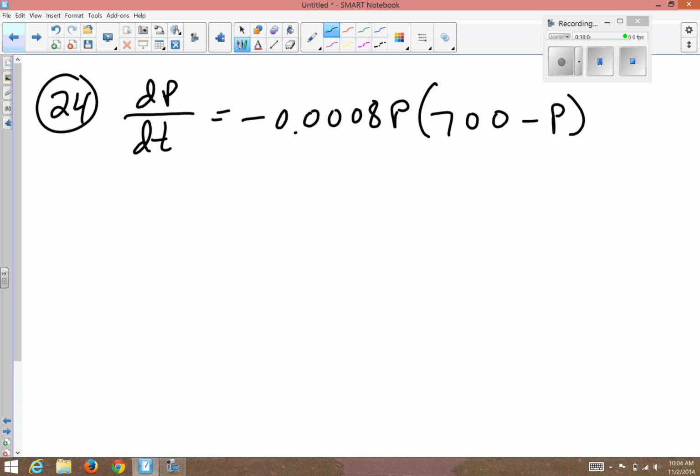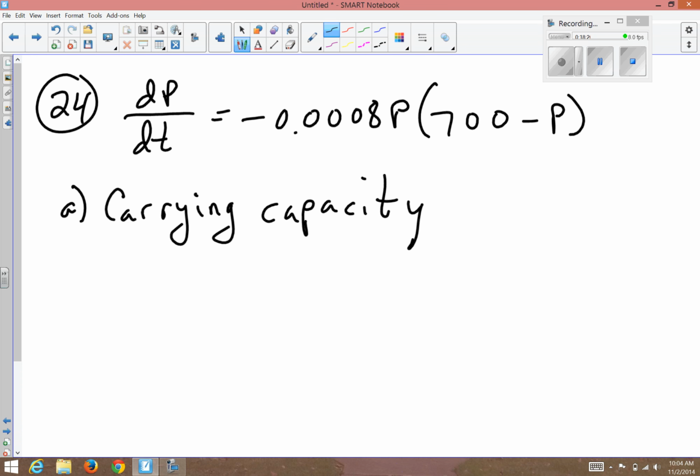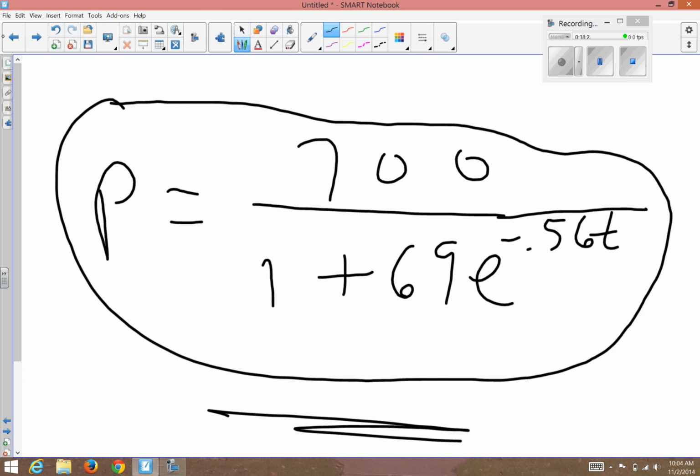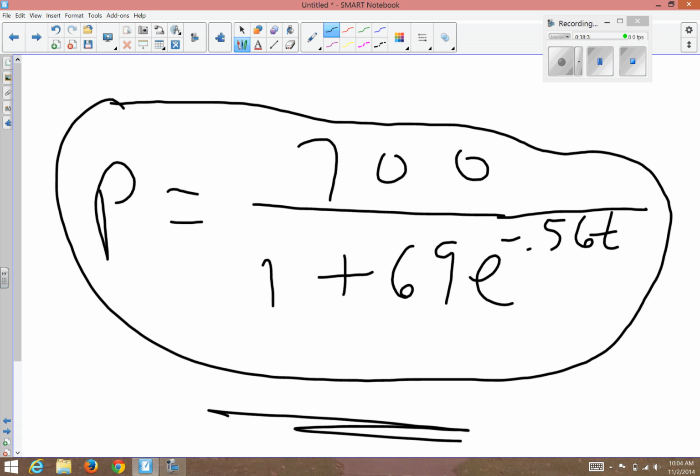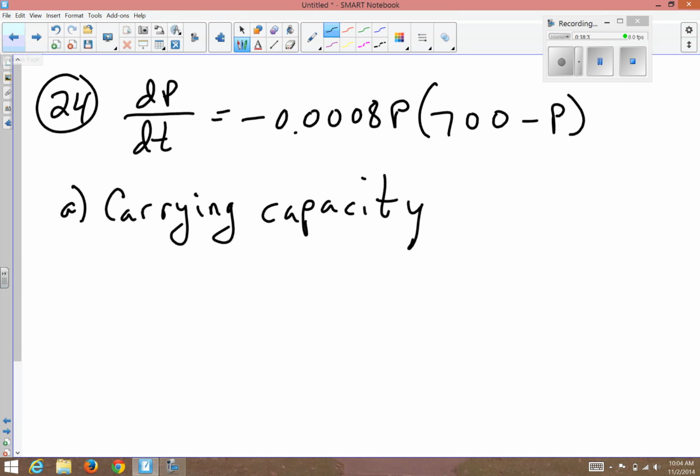The questions are: A, find the carrying capacity. On the handout you have, you'll see that when a differential equation looks like this, the m is called the carrying capacity. You should look at the graph of this solution to see why that's called the carrying capacity. So in parentheses, m minus p, whatever m is, that's called the carrying capacity.